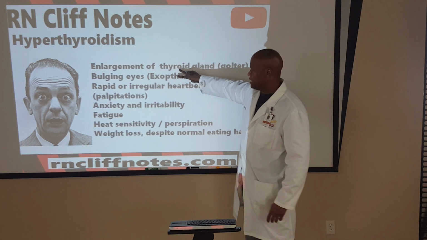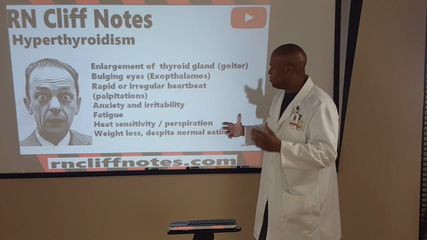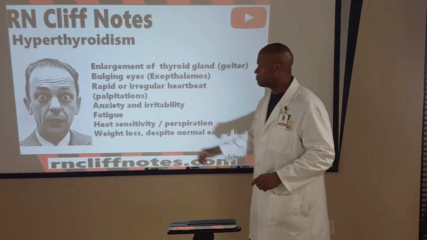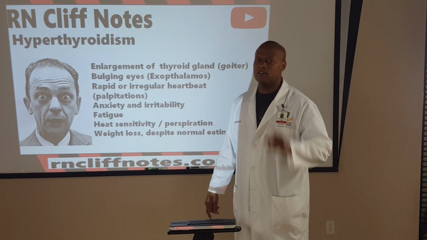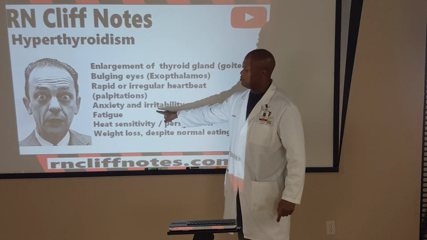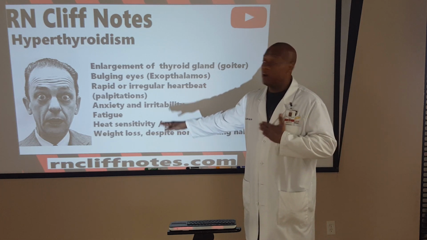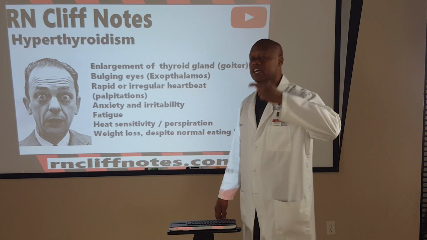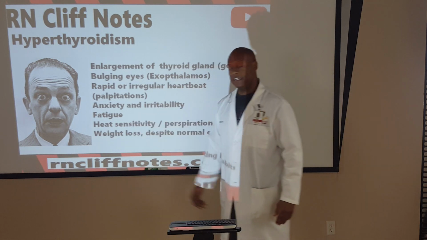Okay, so we've got the key identifiers right there, right? Enlargement of the thyroid, so they have a goiter, they have the bulging eyes or exophthalmos. But now, watch the flow. So, we got rapid irregular heartbeat. Now, if you think about that for a moment, it's that rapid heartbeat that contributes to a person feeling anxiety, right? That fluttering in their chest, that's going to make a person what? Anxious and potentially irritable. And if their heart's working harder and they feel anxious and exhausted, what happens? They wind up feeling fatigued, right?